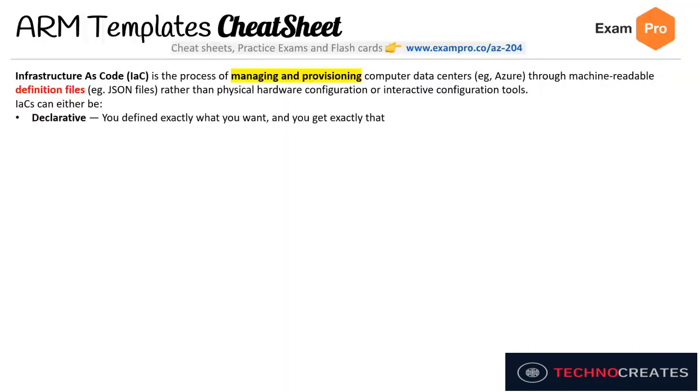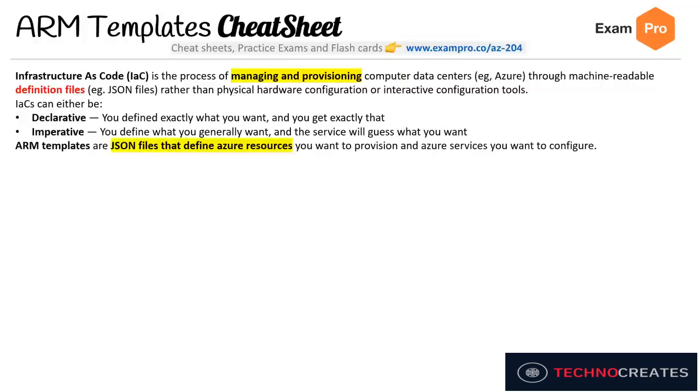IaC comes in two flavors. We've got declarative, which is what you define is what you get, and imperative, so you say generally what you want, and it will guess or fill in the blanks for you. ARM templates are JSON files, as we were suggesting above, that provision Azure services you want to configure. They are declarative, so you get exactly what you define.